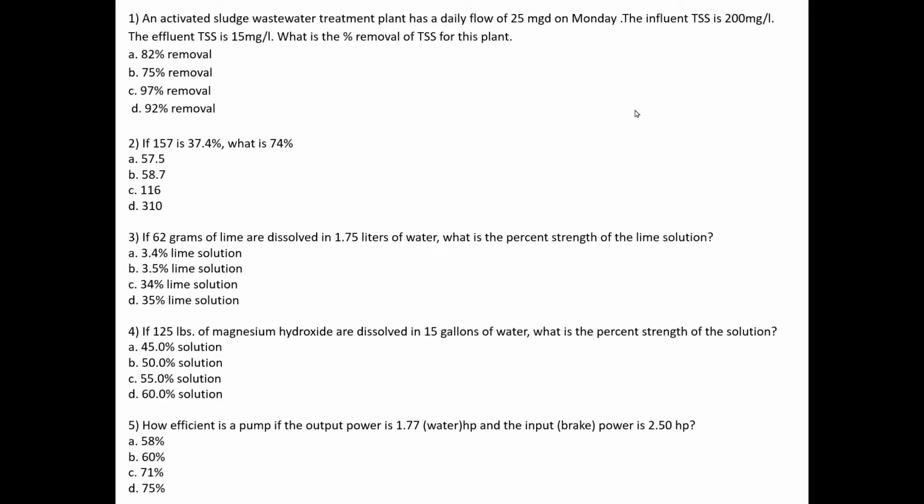So this problem, and then actually I went off the reservation. This is talking about total suspended solids. An activated sludge wastewater treatment plant has a daily flow of 25 million gallons per day on Monday. The influent TSS, that's the water coming in, usually measured at the headworks or coming into the primaries, before any treatment takes place, is 200 milligrams per liter. The effluent, which is the water leaving the plant, is 15. And it asks, what is the percent removal of TSS for this plant?